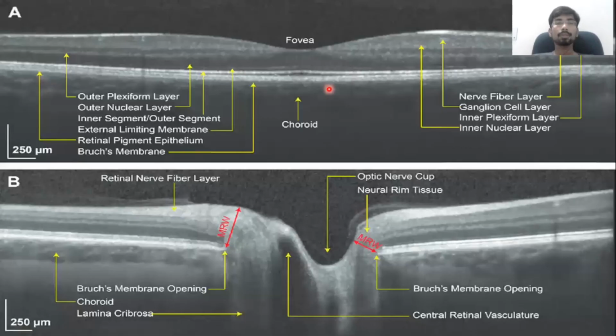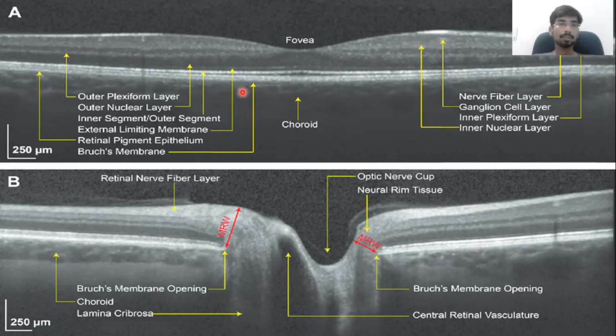So this is a normal OCT showing various retinal layers. This one is the choroidal side. This is the fovea, where some of the retinal nerve fiber layer is absent, and Henle's layer will be there. When we see the nerve fiber layer, below the nerve fiber we have the ganglion cell layer, followed by inner nuclear, inner plexiform.